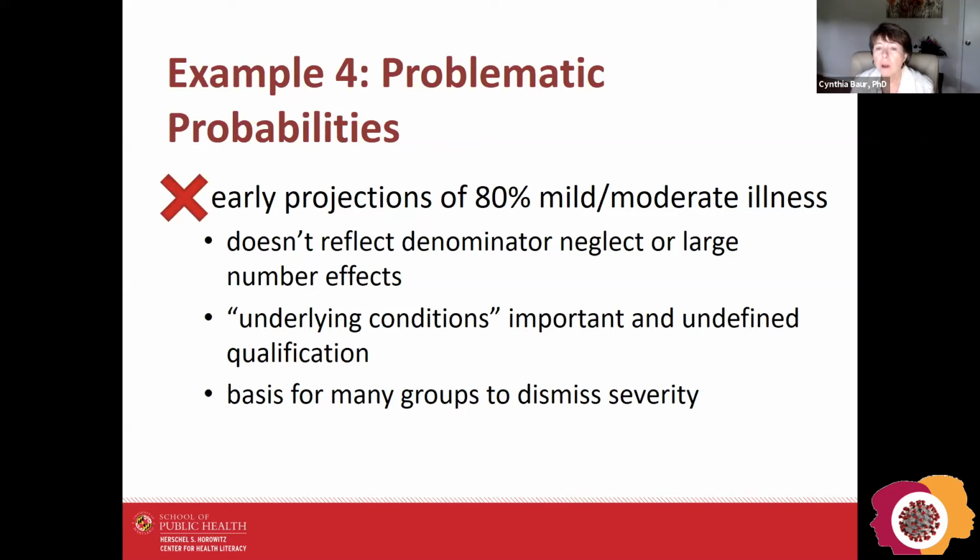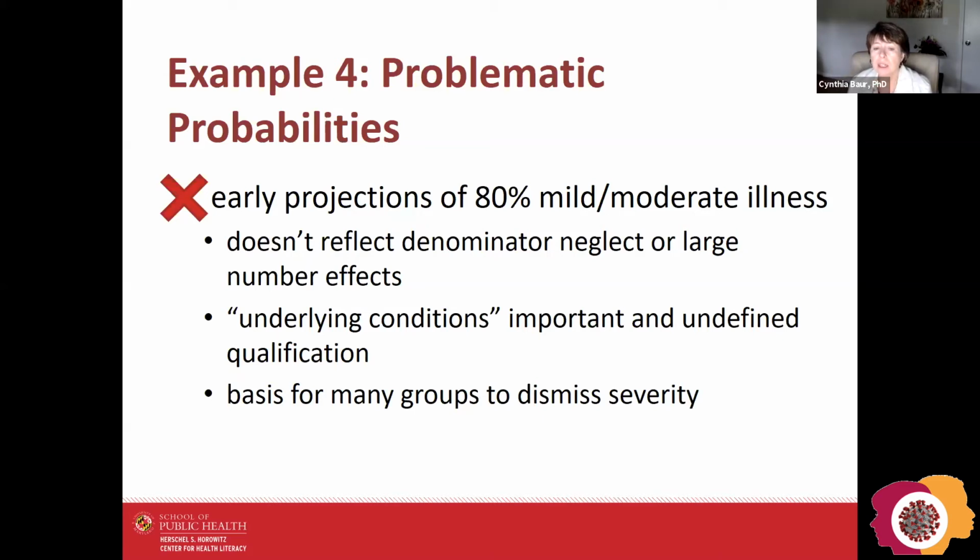But what we know when we use probabilities or numbers in this way is that there's a factor called denominator neglect, or what I was talking about in terms of large number effects. People use the size of a number as a clue to how worried they should be. They also don't know what a denominator is for the most part, and they don't know how to figure out what the denominator might be. So to say that 80% have mild or moderate illness, you have to know the denominator in terms of both the number of people who could be exposed and the number of people who were exposed.